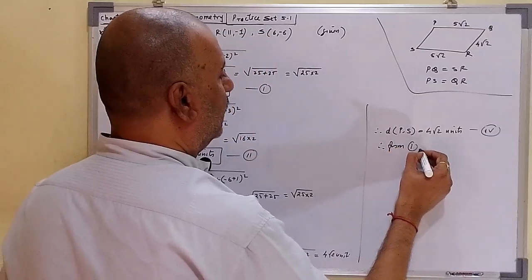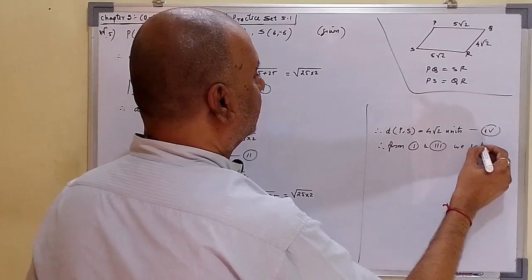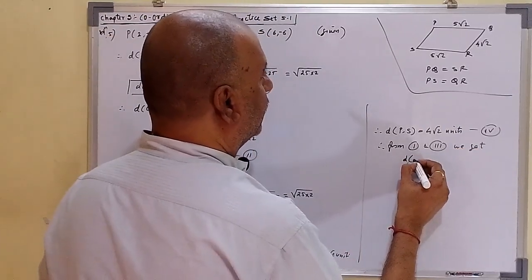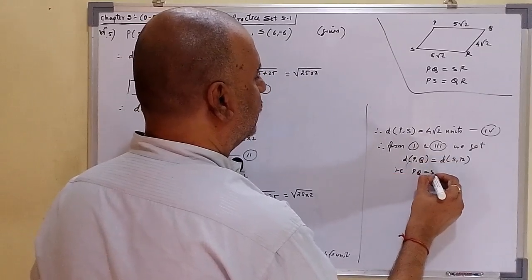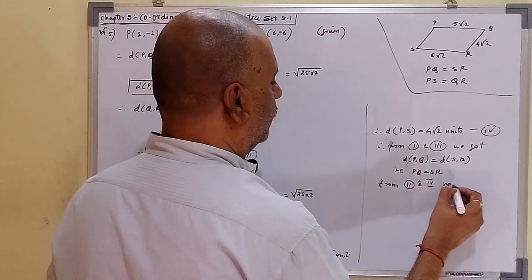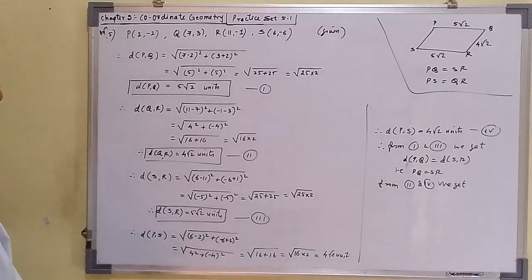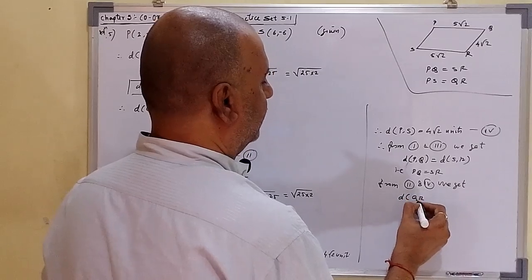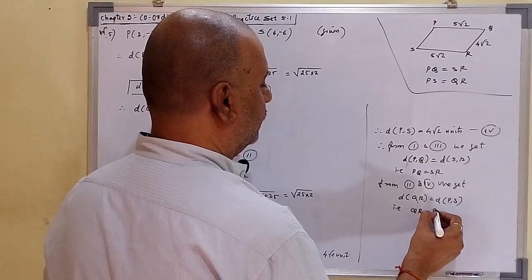Therefore, from 1 and 3, we get distance PQ equal to distance SR, that is PQ equal to SR. From 2 and 4, we get distance QR equal to distance PS, that is QR equal to PS.